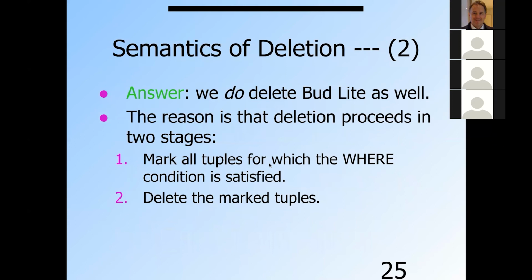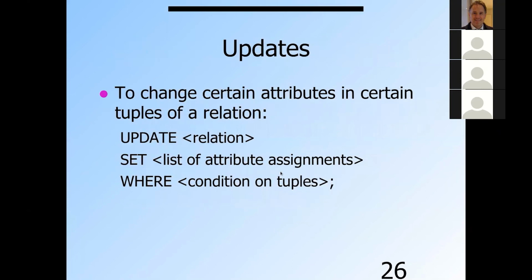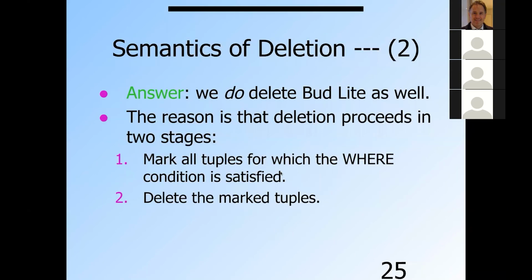This is the way deletion actually works under the hood. It works in 2 stages. First, without deleting anything, it goes through the tables and marks all the tuples for which the where condition is satisfied. Then those that get marked are the ones it goes in and deletes as a secondary process. So in this case, it's going to mark and delete everything. It's not going to retain anything under Anheuser-Busch, so it's a little problematic.